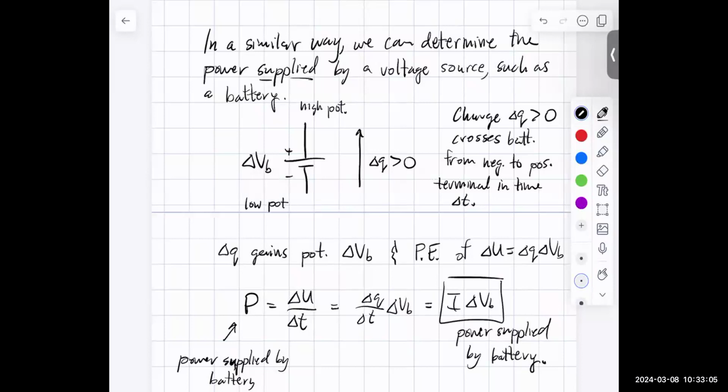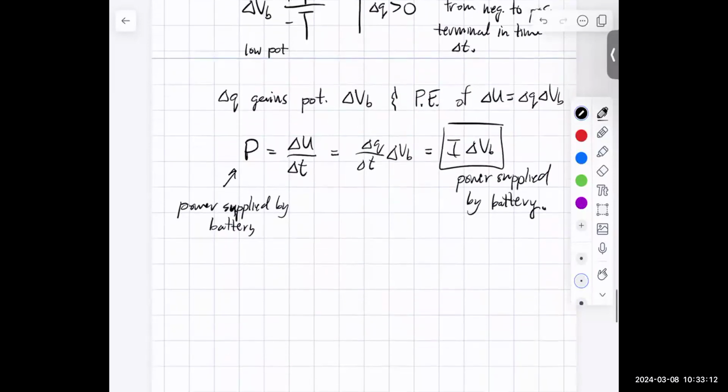So what I think we'll do is we'll just do a simple example. And it's a simple example, but it's also a practical one. So let's do an example. Your toaster at home, you plug it into one of these outlets in the wall. The outlet supplies about 120 volts.